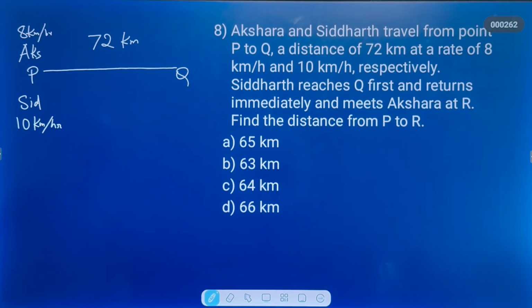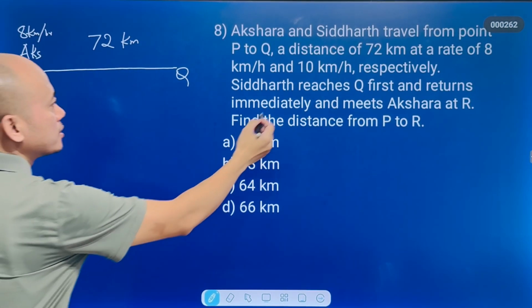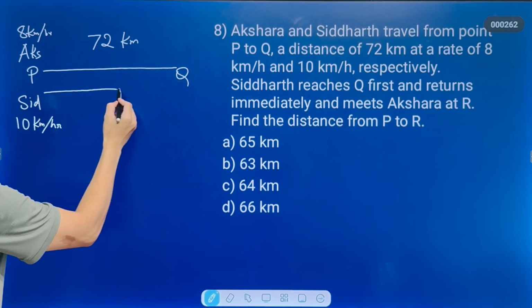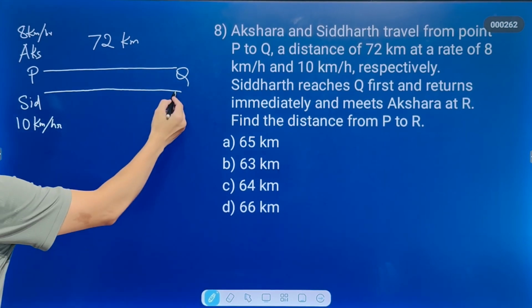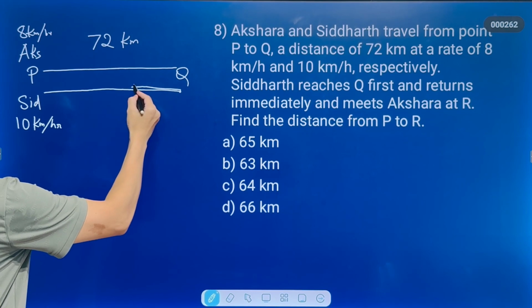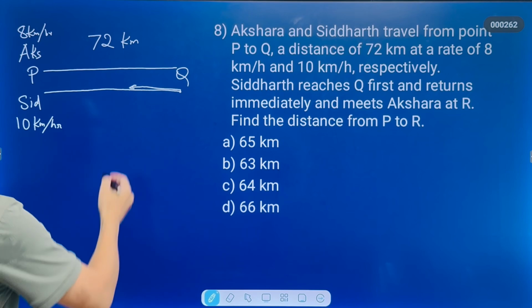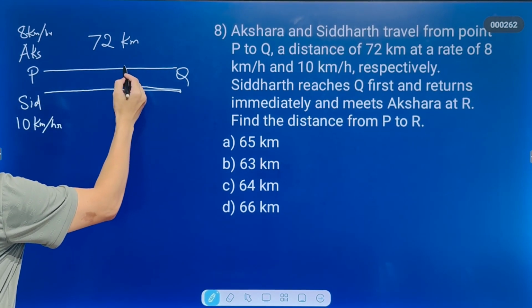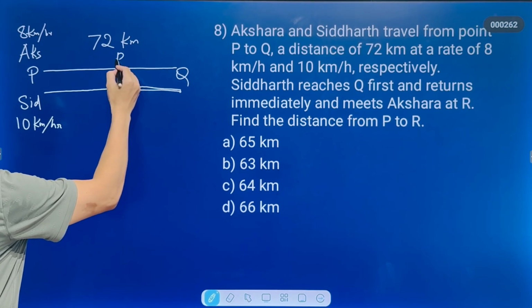Now they both travel at the same time. Akshara will travel from here, Siddharth will travel from here. Siddharth reaches Q first. Q is the destination. Then he returns immediately, that means from here again he will return this side and meets Akshara at R. That means Siddharth travelled till here, then again came back and meets somewhere, this is point R.